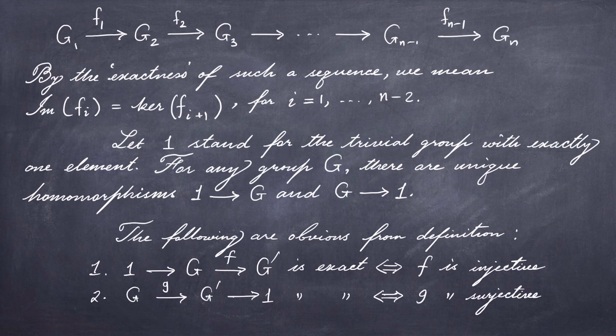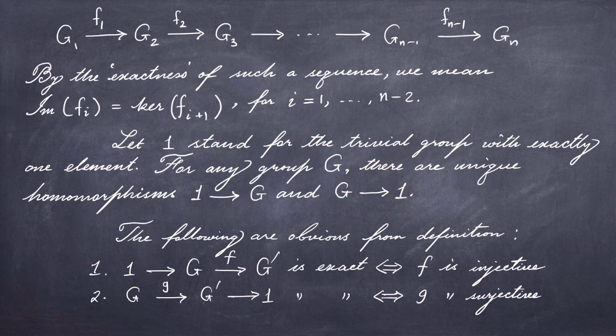Given this trivial group, it's easy to see that there are unique homomorphisms in each of these cases. Here this is just the map which sends the only element in the trivial group to the identity element of G, and here it is basically the trivial map, sending all elements to the only element in this trivial group.